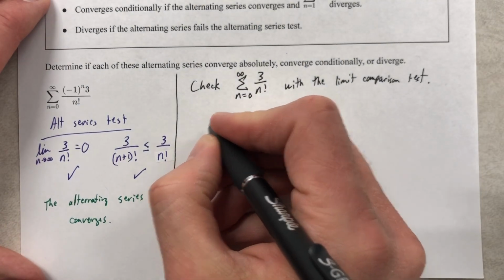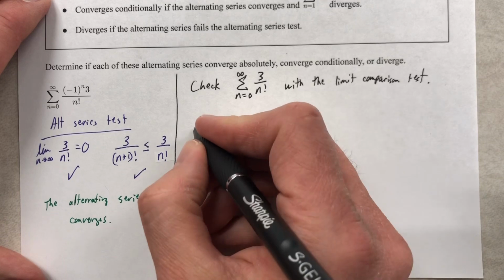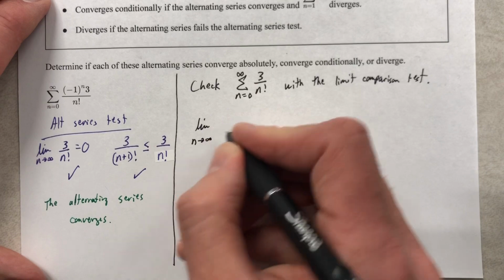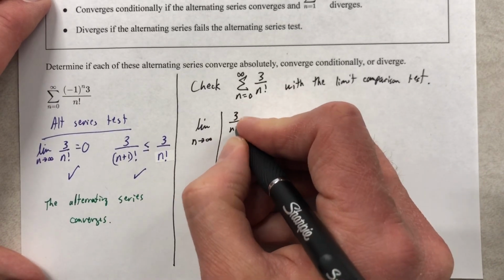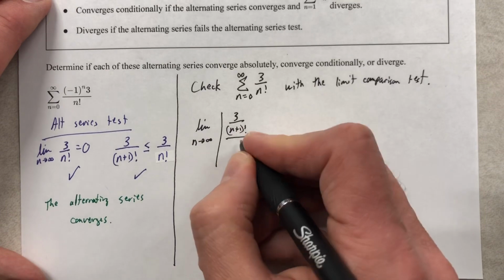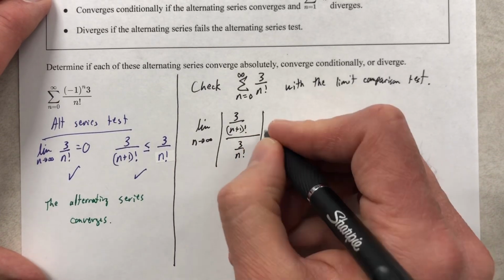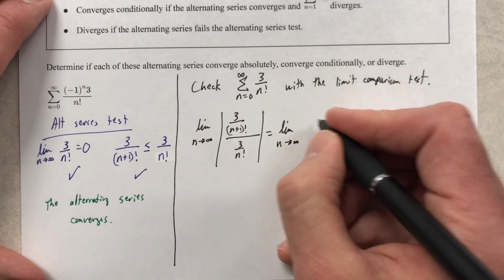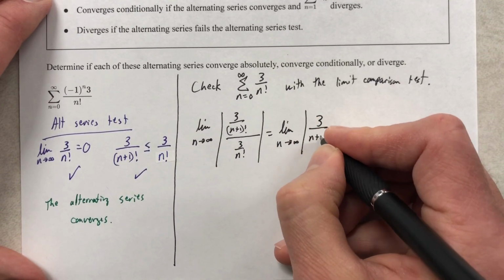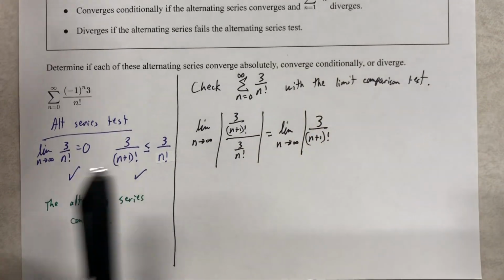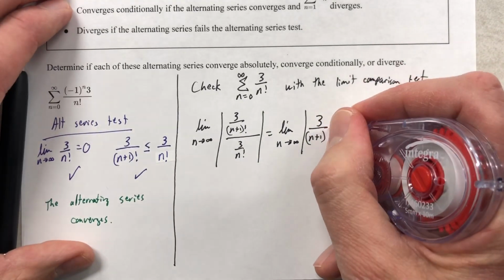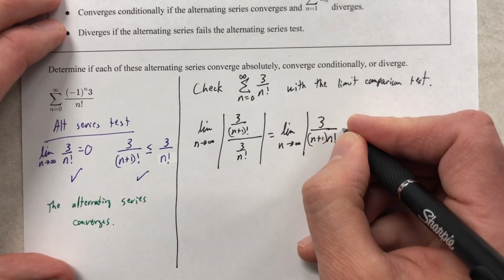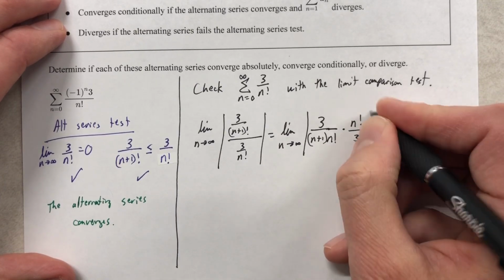All right, limit comparison test. Here we go. That means that we're going to plug in the next term and divide it by the current term. So we're going to have the limit as n approaches infinity of 3 over n plus 1 factorial over 3 over n factorial. All right, let's keep this train rolling. N plus 1 factorial is really n plus 1 times n factorial. I like the limit comparison test. It's very practical.